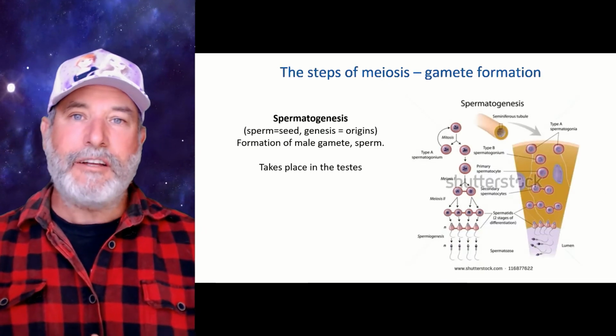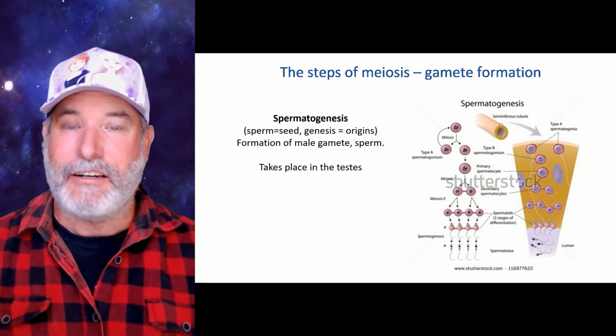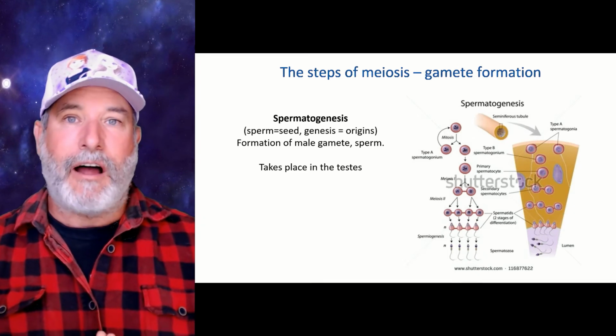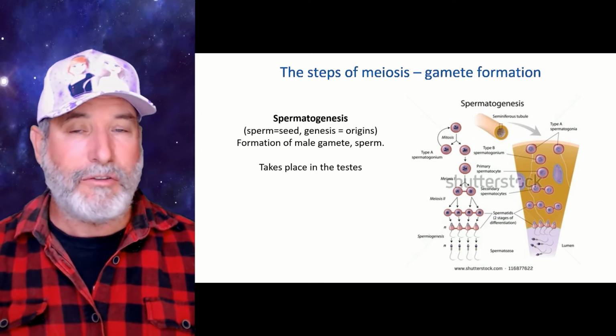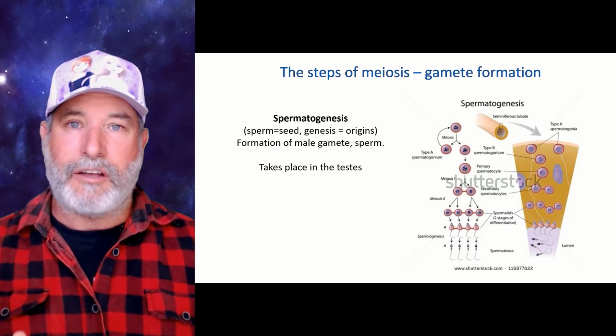Okay, let's start with spermatogenesis. Sperm means like seed, and spermatogenesis means the origins of the sperm. Now, of course, in men, this takes place in our testes, and it does for all mammals, actually, and begins around the time of sexual maturity.